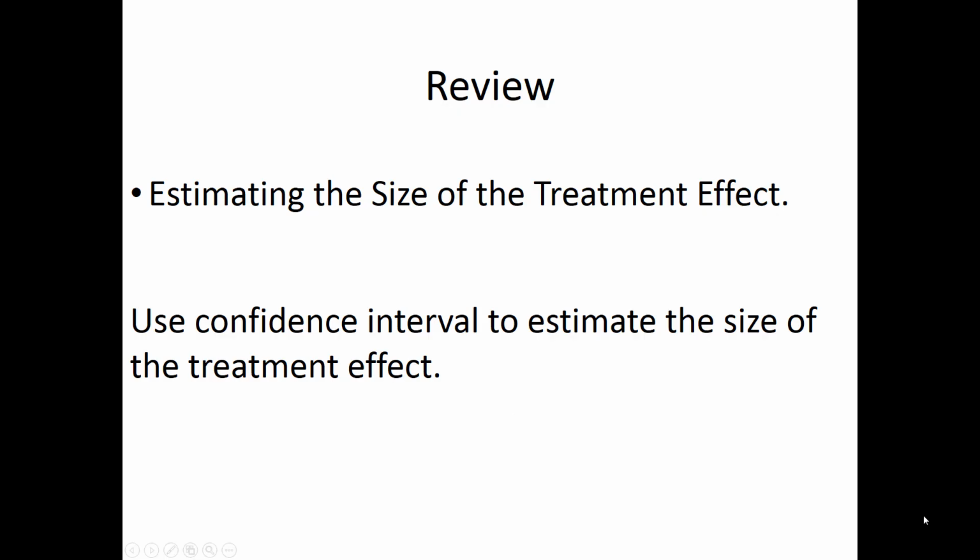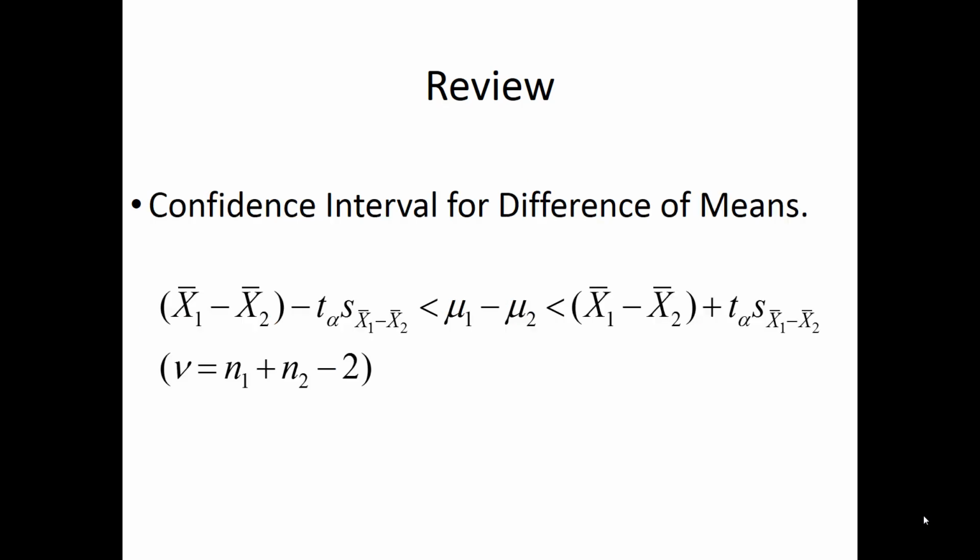So to review, we can use the confidence interval to estimate the size of the treatment effect. The confidence interval for the difference of the means is defined by our tolerance for error alpha, which then determines critical values of t alpha, minus t and plus t. The lower bound of the confidence interval is determined by the difference of the means minus the critical value t times the standard error of the difference of the means. The upper bound is defined by the difference of the means plus the critical value times the standard error of the difference of the means.